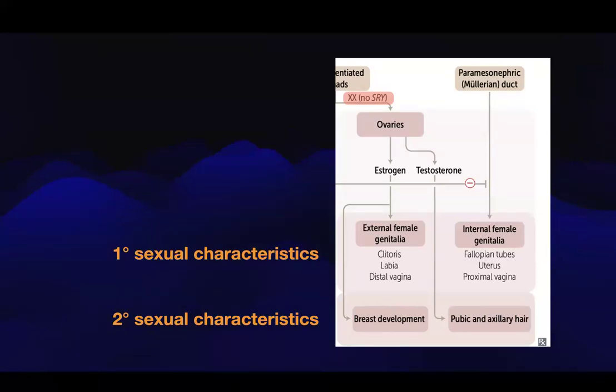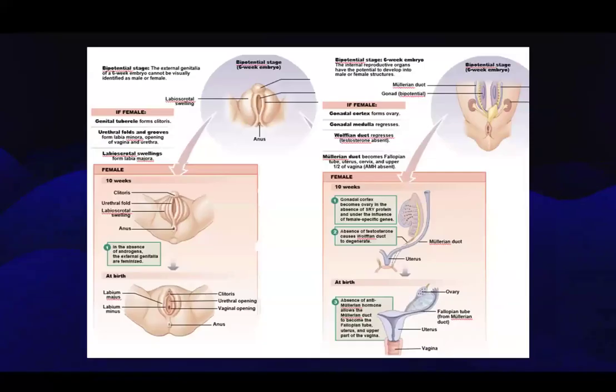The secondary sexual characteristics arise during puberty. These are going to be the breast development in women, the presence of pubic and axillary hair, and also the presence of menarche, or menstruation, or periods. This diagram is from the slides. It looks a bit messy, but again, it's really repeating the same thing that we've been talking about.